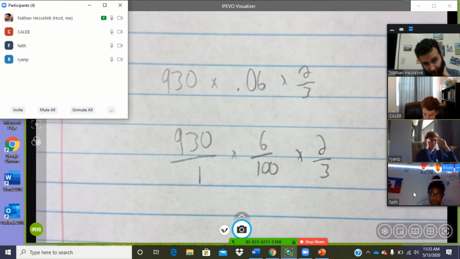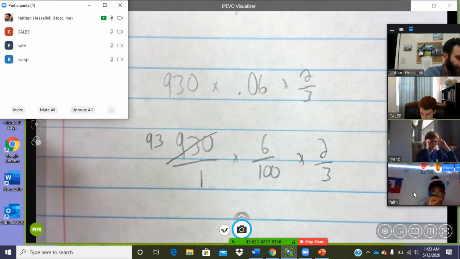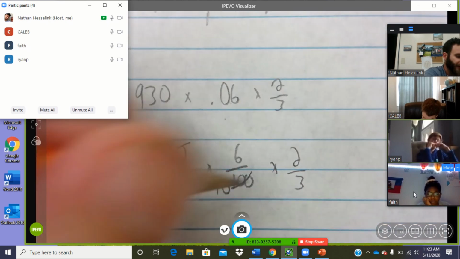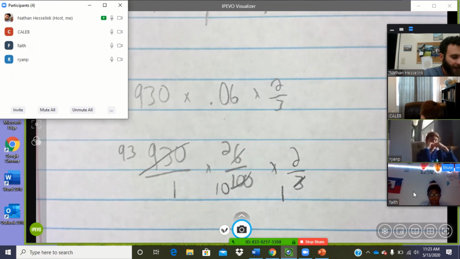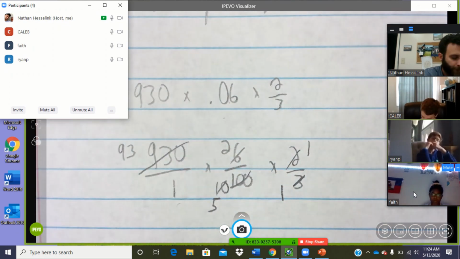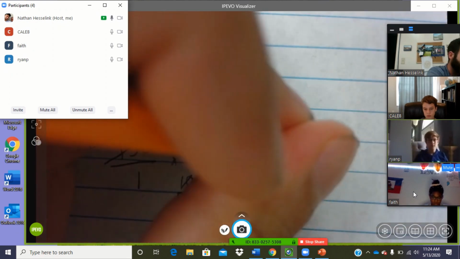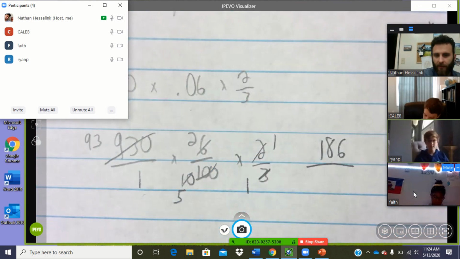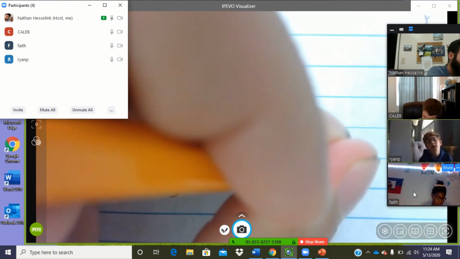Okay. Looks like you can reduce 930 by 10. And 6 and 3 by 3. And then 10 and 2 by 2. So that's a fun one. 93 times 2 is 186 on top. And 1 times 5 times 1 is 5 on bottom.